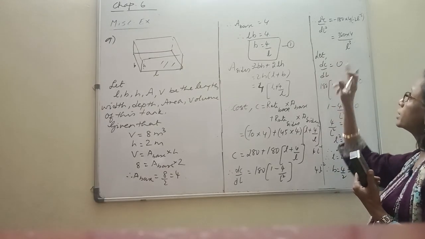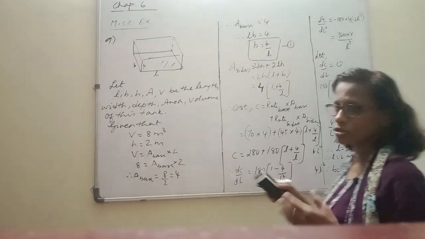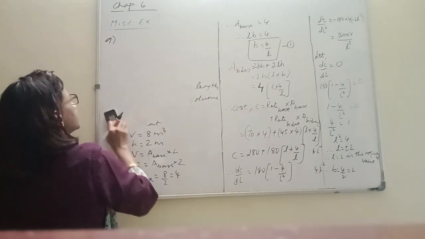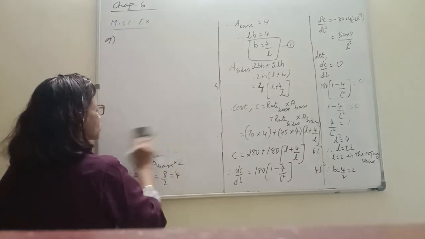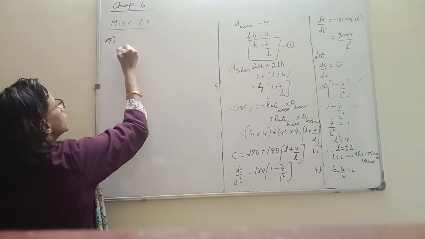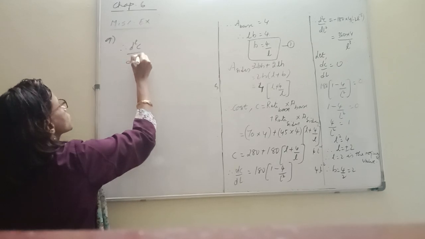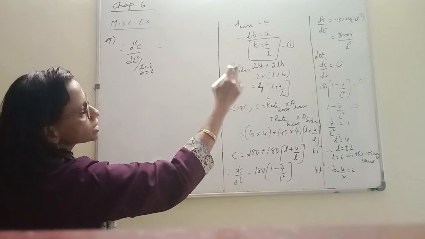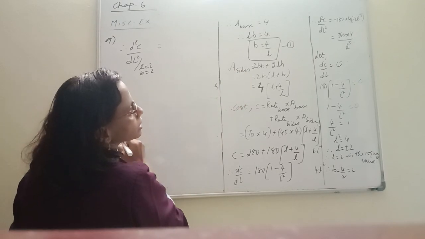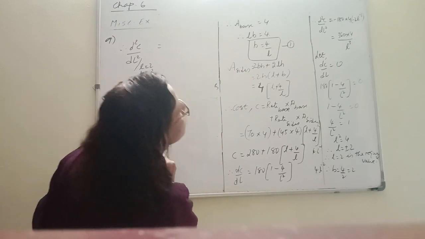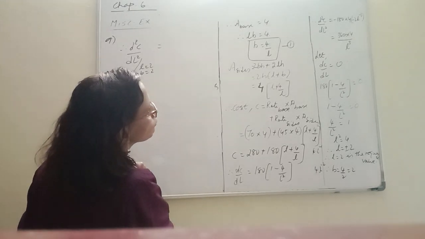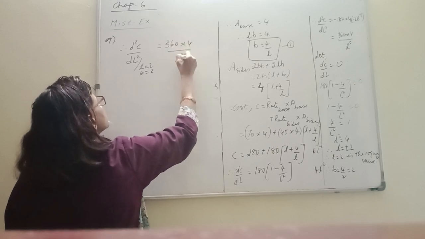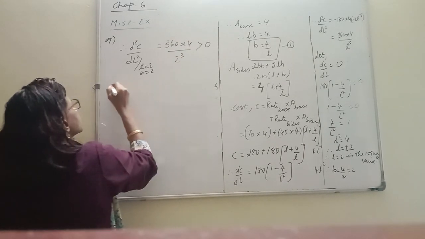Now let's ensure whether it is minima or maxima, and then let's calculate the cost. So d squared C over dL squared at L equal to 2, or B equal to 2, whichever you want to check. It is 360 times 4 over L cube. So 360 times 4 over 2 cubed. After all, it's going to be a positive value. So therefore, minima occurs.